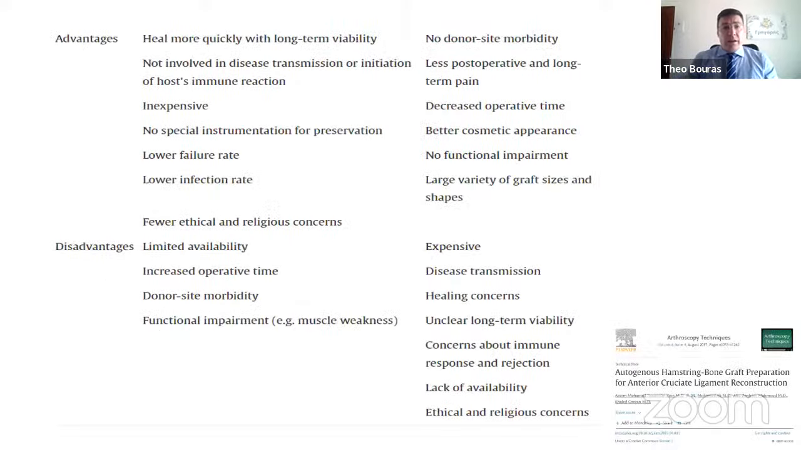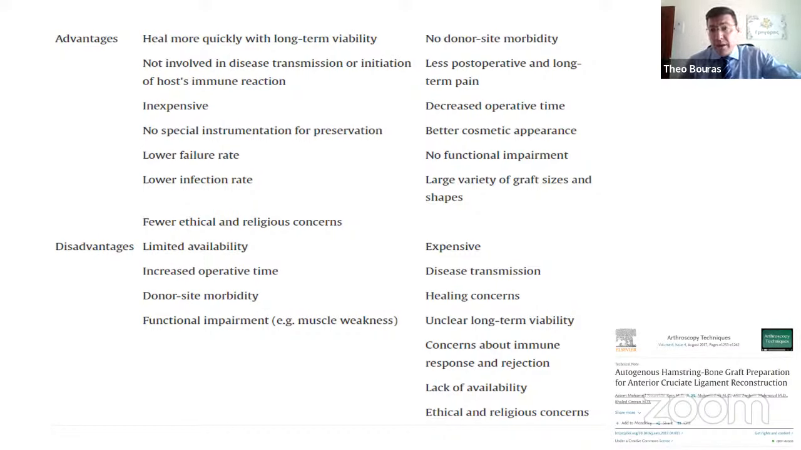Comprehensively, in this slide, we can see the advantages and disadvantages of autografts and allografts. The autografts are free to use. And being an autologous tissue, there is no fear of immune reaction or disease transmission. We expect long-term viability, low rates of infection, low failure rate, and of course, no ethical issues. Disadvantages are their limited availability, the increased operative time, the donor site morbidity and some functional impairment, some muscle weakness from the side the tendon is taken.